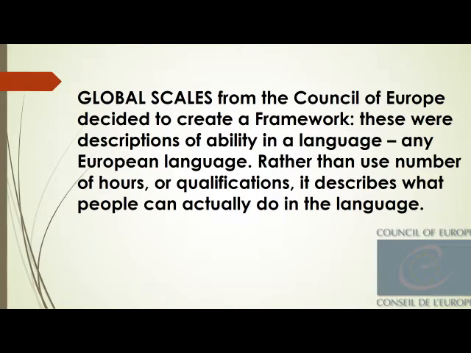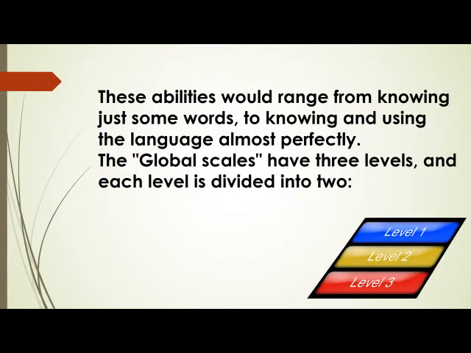These were descriptions of ability in a language. Each qualification describes what people can actually do in the language. These abilities would range from knowing just some words to knowing and using the language almost perfectly. The global scales have 3 levels, and each level is divided into 2.